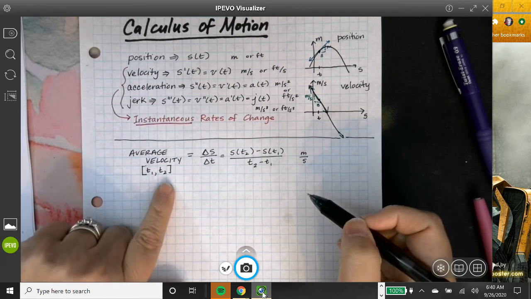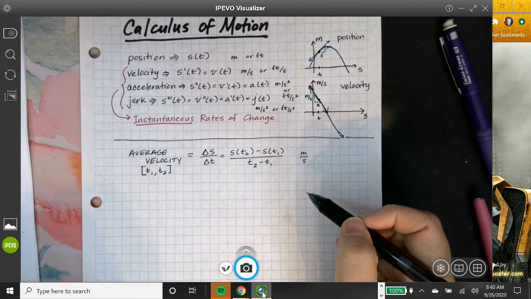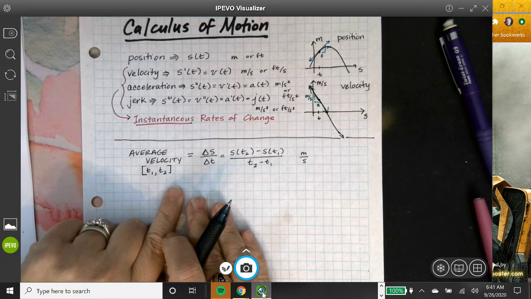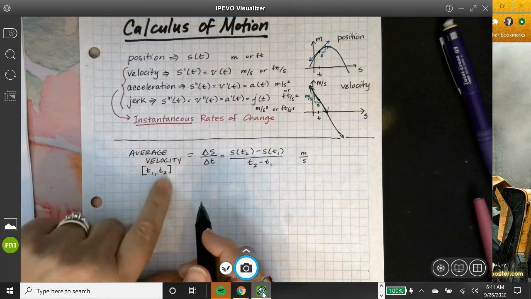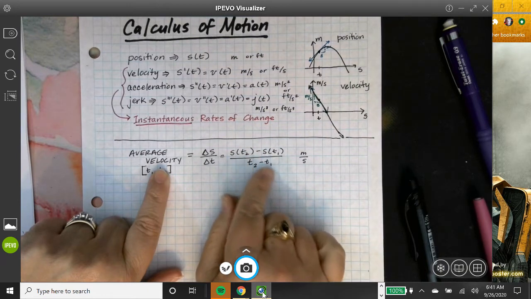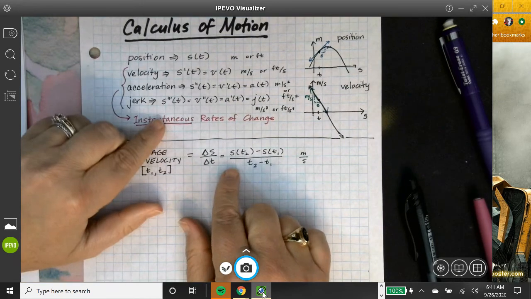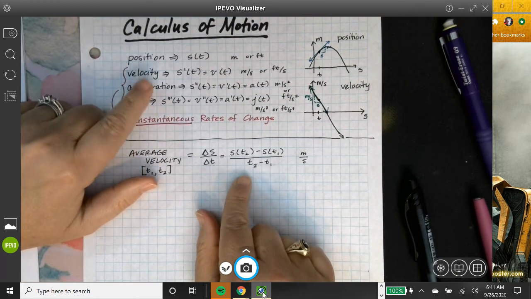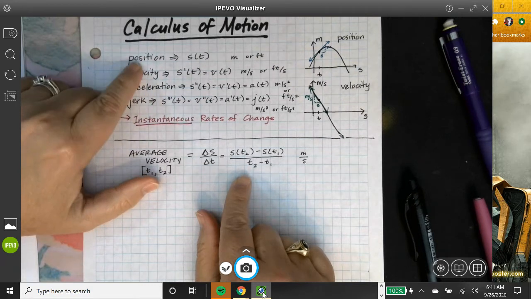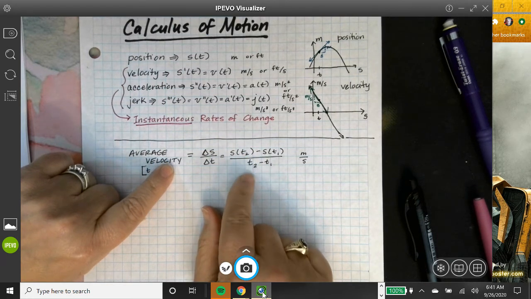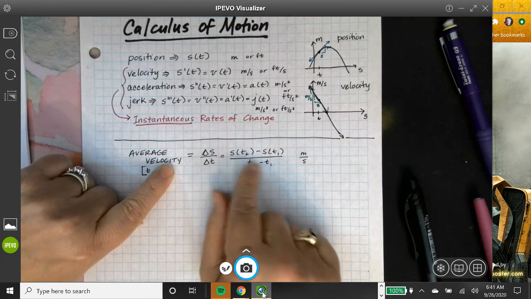Well, this is not at a moment in time. This is the average velocity between 2 moments in time. Okay, now what's key here is that I'm finding a velocity, but nowhere in the calculation am I using the velocity function, which might appear to be a little strange. The velocity function is an instantaneous rate of change of position. When I'm finding average velocity, I'm using the position function over time. So it's the net change in position over the change in time.